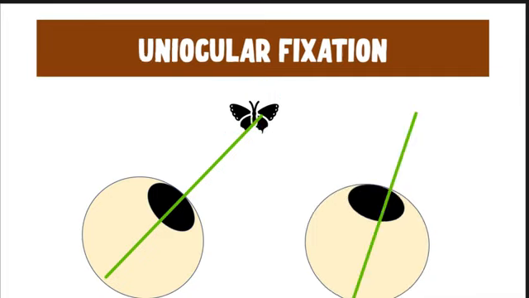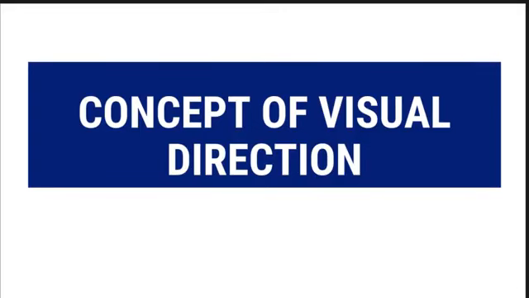However, when only one eye looks at the object and the other eye is looking somewhere else, that means you're only fixating with one eye and the image is formed on the fovea of that eye only, then that is known as uniocular fixation.